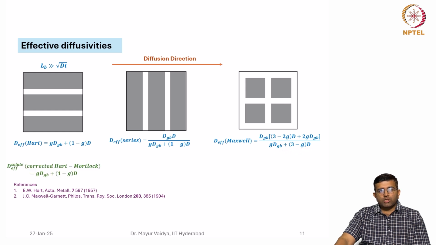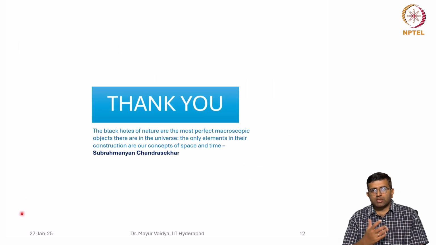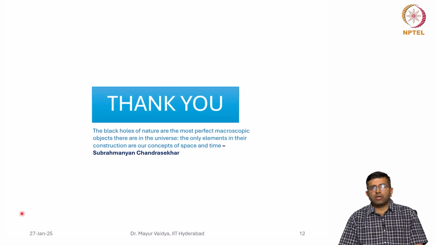The solute diffusion equation also can be described for each of these combinations. So, these are the equations given here. You can see these are the segregation factors that come into the picture, and here the Maxwell equation is also modified, taking into account the solute diffusion. So, with this we end the discussion on diffusion in nanocrystalline materials, and we will talk about quasicrystals in the next lecture. Thank you.